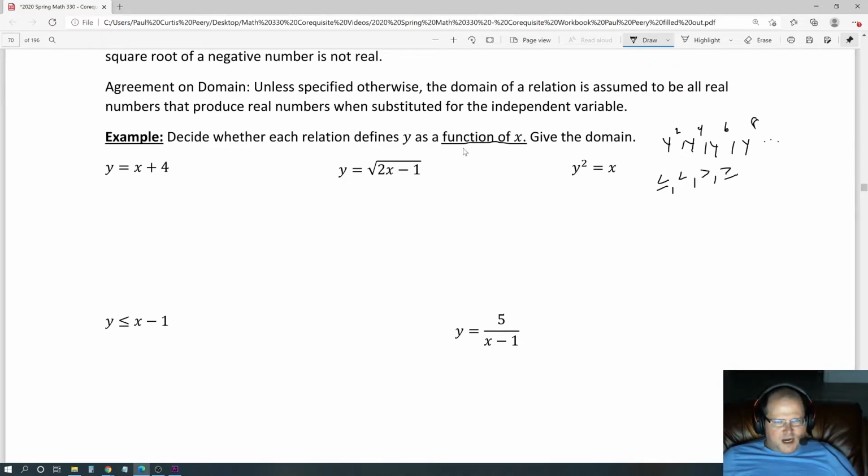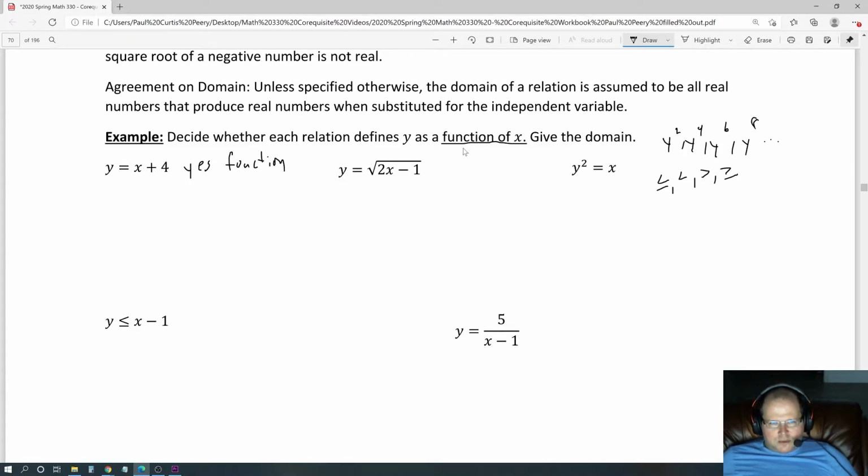So first we want to define whether or not it's a function. So since the first one right here, y is equal to x plus 4, doesn't have any y to some even power, and it doesn't have any inequality symbol, we would say yes, this is a function. Yes, function.